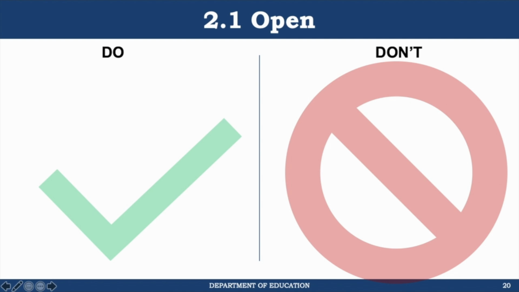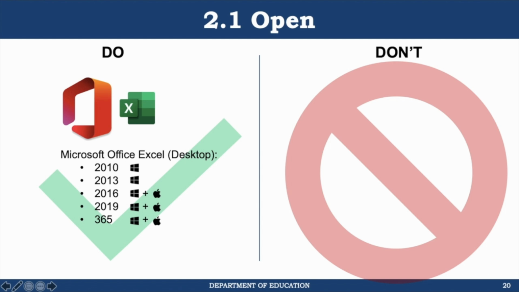In addition to the types of compatible devices, here is a list of the programs and apps you can and cannot use to open the eIPCRF electronic tool. You can open the tool using the desktop app of Microsoft Office Excel with the following versions. For Windows, it's 2010 and 2013. For both Windows and the Mac, it's 2016, 2019, and Office 365. Note, you should not use the online or web versions of Microsoft Excel because macros aren't supported.